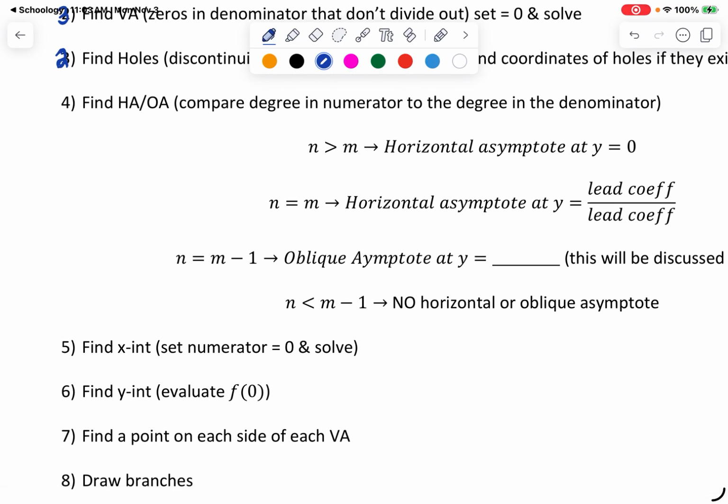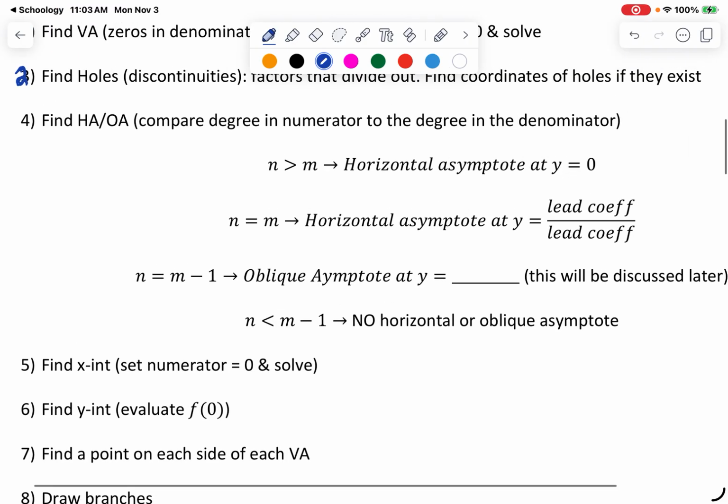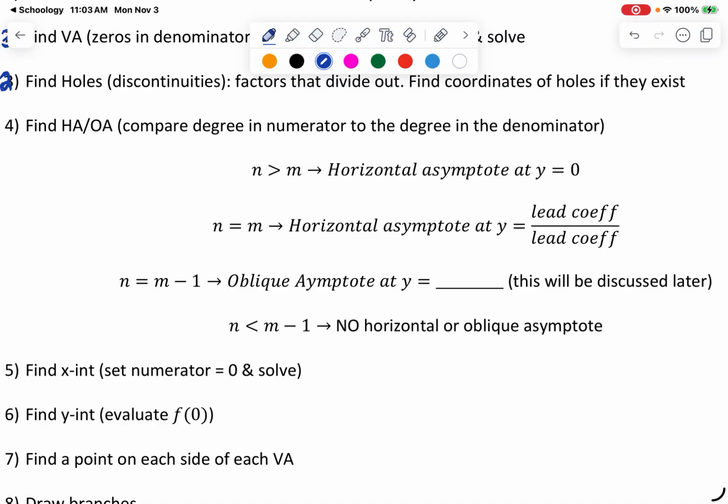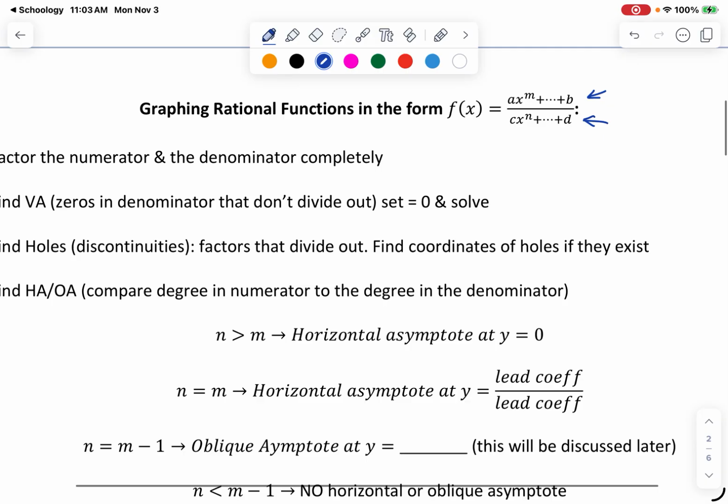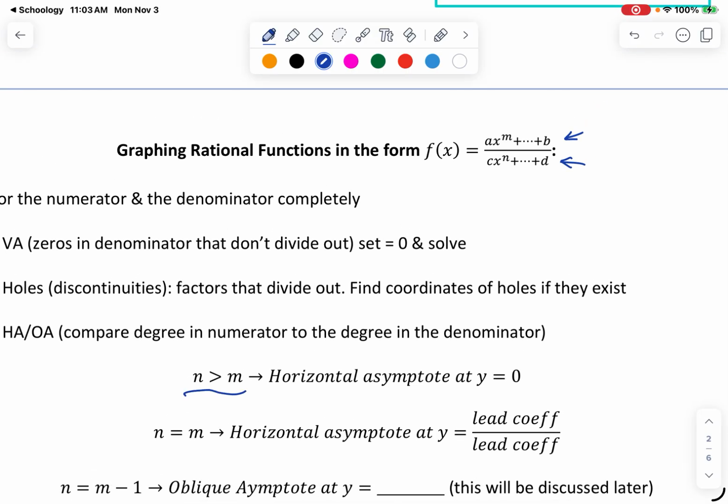Next, you'll find your horizontal or oblique asymptotes, and we're not doing oblique asymptotes till tomorrow, so let's concentrate on horizontal asymptotes. Oblique asymptotes will be discussed later. So for horizontal asymptotes, what you're going to do is compare the degrees. It's saying compare n and m, okay? So compare the degrees. So this and this, okay? Back to your standard form.